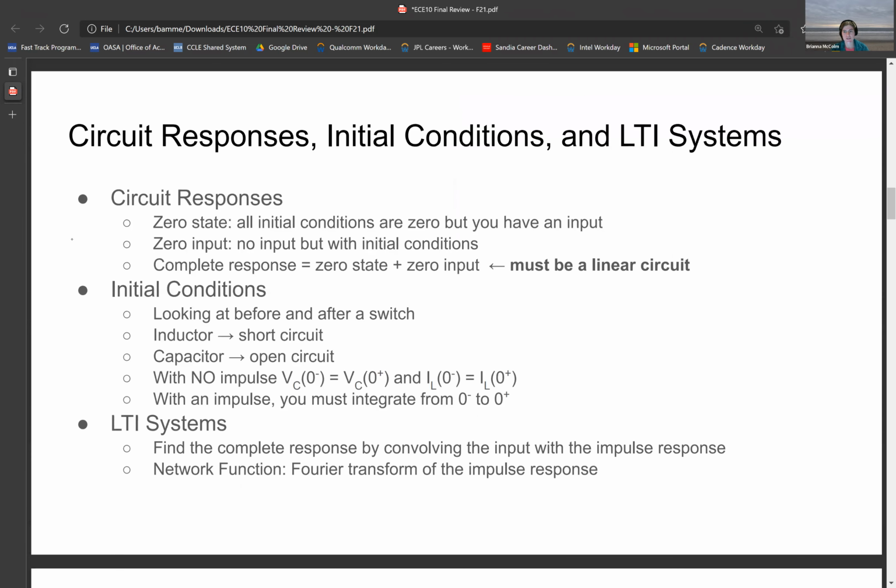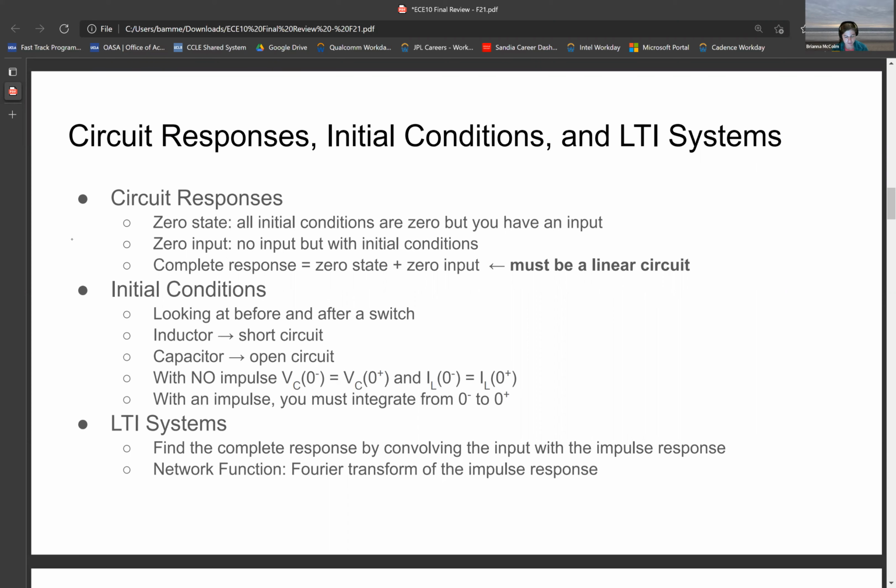Now moving on to topics that are post midterm in this class. So this is going to be looking at some circuit responses, initial conditions, and LTI systems. So if you're currently taking 102, some of this may sound a bit familiar as well from that class.